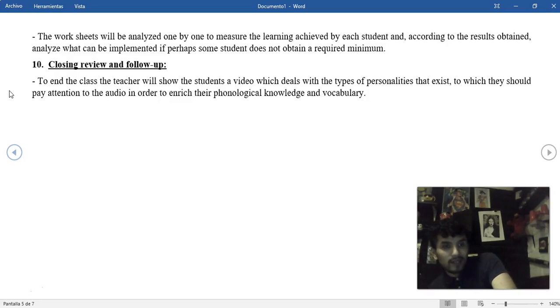And finally, the classroom review and follow-up consists of this: at the end of the class, the teacher will show the students a video which deals with the types of personalities that exist, to which they should pay attention to the audio in order to enrich their phonological knowledge and vocabulary.